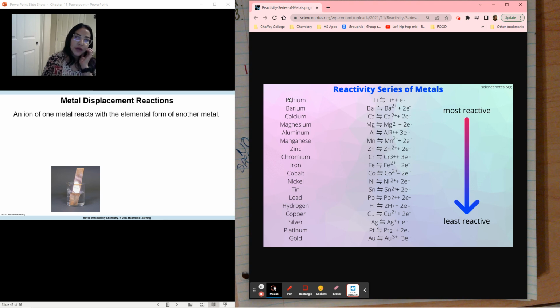Now, the only thing you guys have to watch out for in the reactivity series is hydrogen itself. So you notice that hydrogen is down here, and that's because of the differences in how it reacts with acids and whatnot. So just pay attention, hydrogen is the only one that doesn't follow the heavy versus not heavy kind of rule.